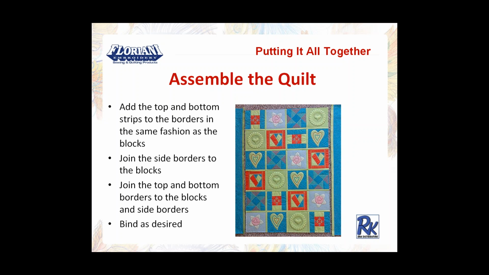So we're just going to basically be repeating that same process, adding the strips and sewing them and flipping and sewing, just like we did for that very first block, all the way throughout the quilt. It's going to go together a lot quicker.